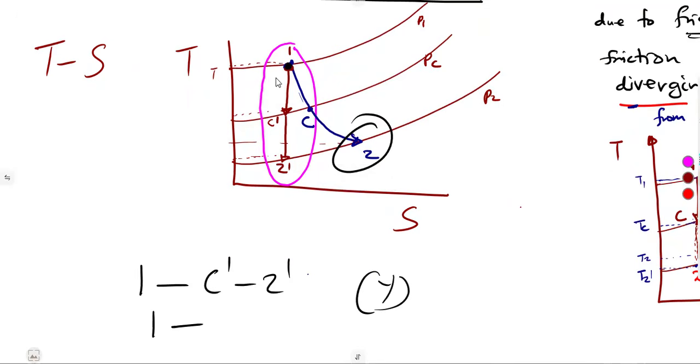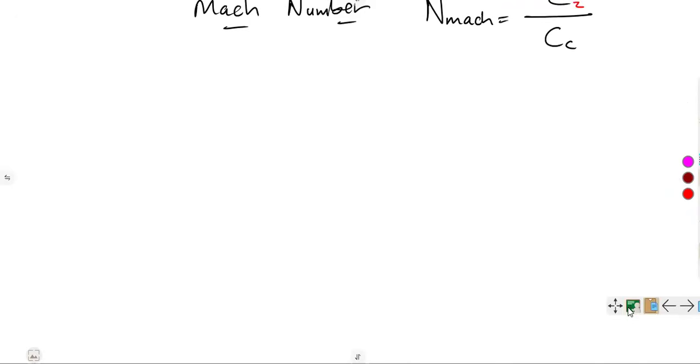Then 1 to C to 2, those are exact values. Those are absolute, actual values. So whenever I work with actual values, those are polytropic, from polytropic expansion, so you work with n. So guys, it's direct there. These are the two paths that we can consider. Let's have our efficiencies here.